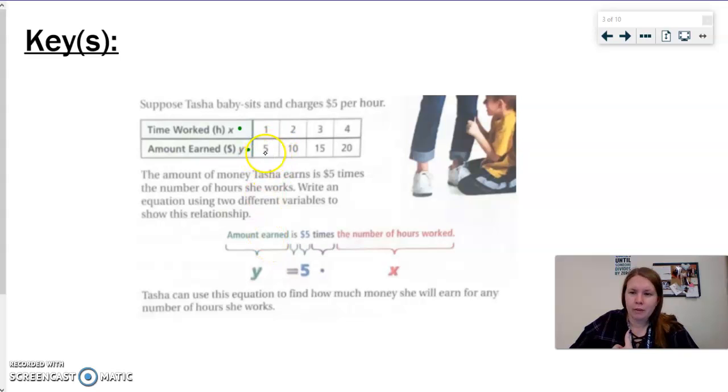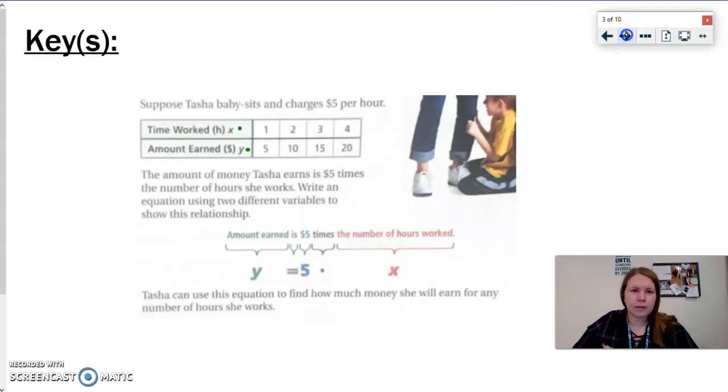So 5 here, at least if you're looking at 1, 5, equals 5, which is what she charges every hour, and so we're going to multiply it by the number of hours she worked. So to figure out how much she actually earns, I take the 5 times the amount of hours. Tasha can use this equation to find how much money she will earn for any number of hours she worked.